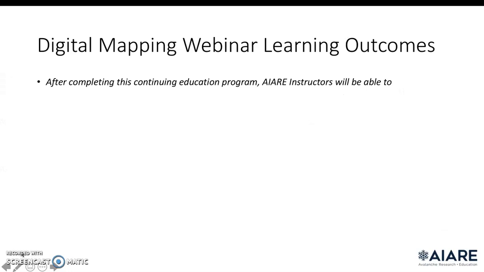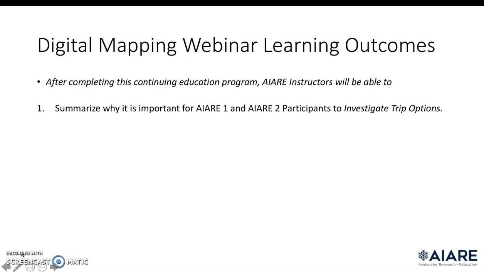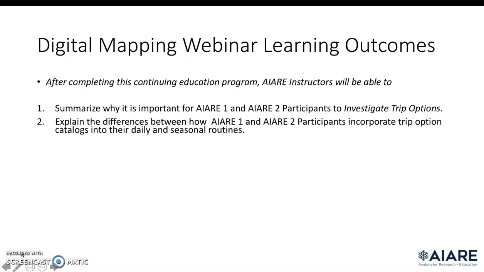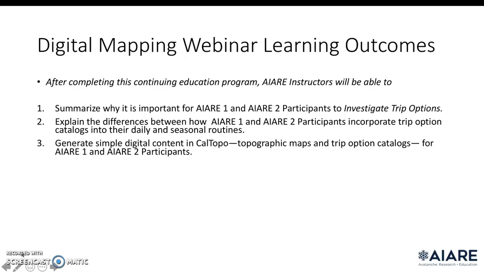So these are the more granular learning outcomes for the whole webinar continuing education flow. So after completing this continuing ed program, you should be able to summarize why we investigate trip options, so why it's important to present this material to your AIARE 1 and AIARE 2 participants. Explain the differences between how you might present that material to an AIARE 1 and an AIARE 2 audience, kind of understanding the scope and sequence of each of those courses.